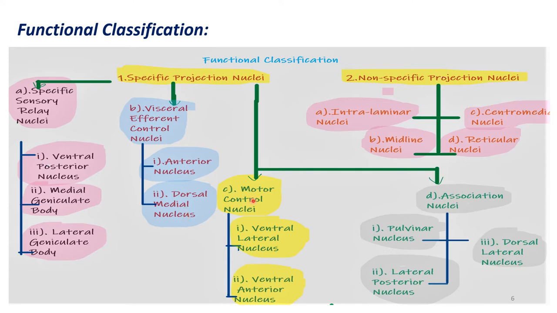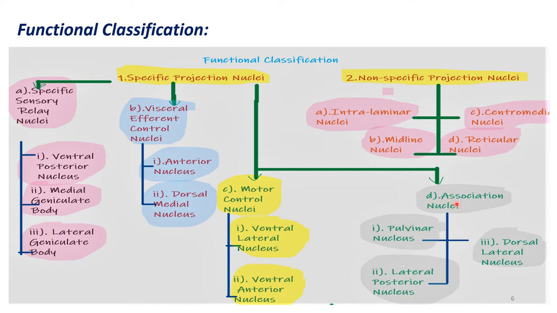Then the motor control nuclei are basically part of the lateral group, the ventral part of the lateral group, that is the ventral lateral nucleus and ventral anterior nucleus. You can remember them. They are part of the ventral group, ventral lateral nucleus and ventral anterior nucleus. Then association nuclei belong to the dorsal part of the lateral group of the anatomical classification. So these are all lateral nuclei, mainly the lateral nuclei.